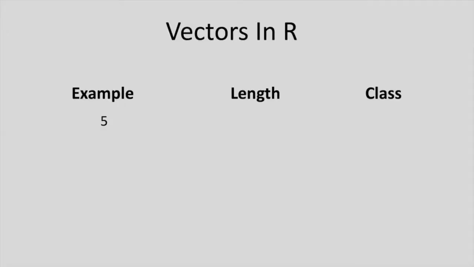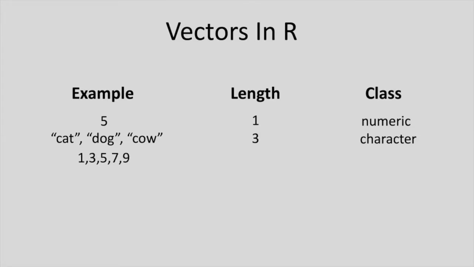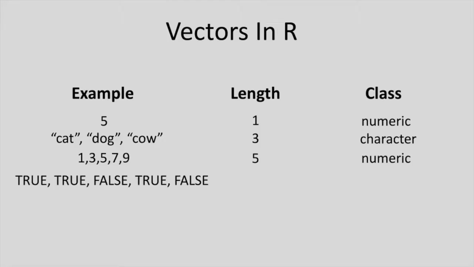The first is simply the number 5. This is a vector of length 1, and as you might guess, R would assign this vector to the class numeric. Next, we have cat, dog, cow. We can count up the elements to get the length 3, and in this case, R will assign this as a character vector. Our next vector, 1, 3, 5, 7, 9, has length 5 and is numeric. How about true, true, false, true, false? This also has length 5, and because it consists only of trues and falses, it's assigned to class logical.